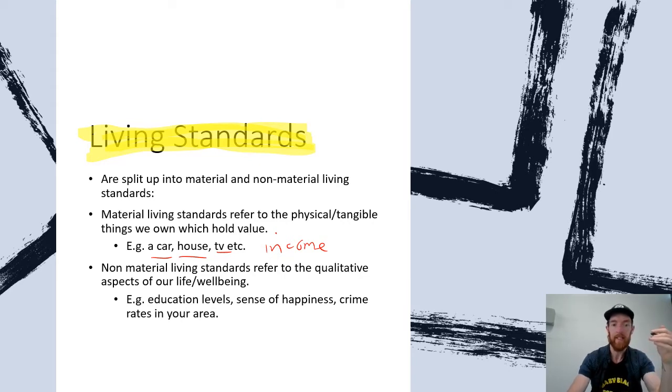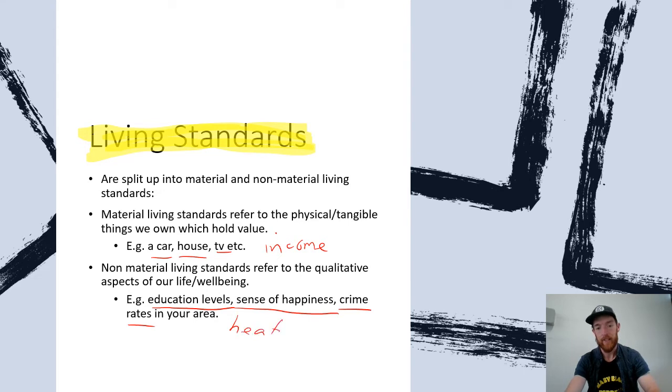Our non-material living standards are more about the qualitative aspects of life, so the things that impact our quality of life or well-being. So things like education levels, your sense of happiness, crime rates, healthcare, stress levels. And stress is always one of my year 12s' favorite examples to use when they're talking about non-material living standards.